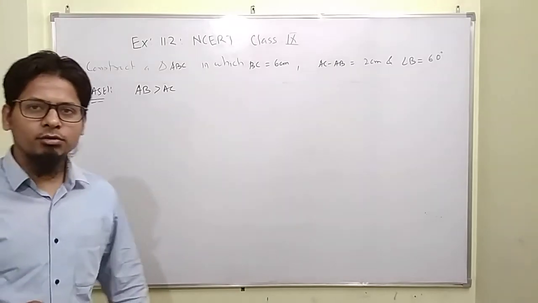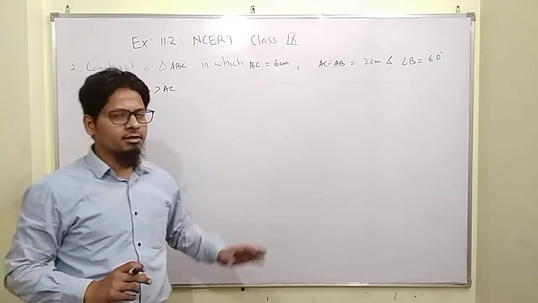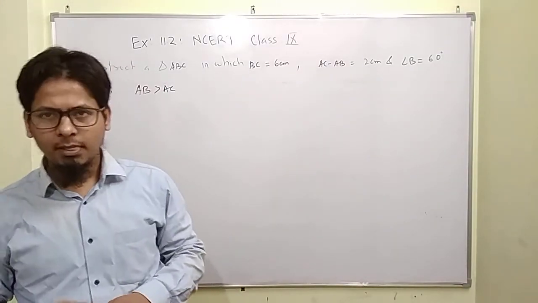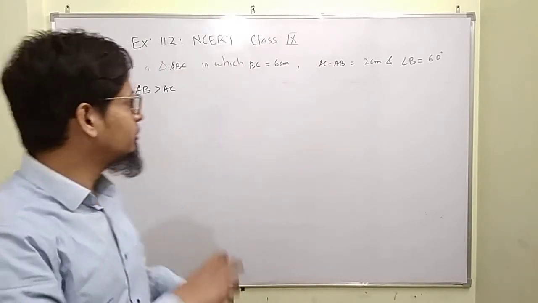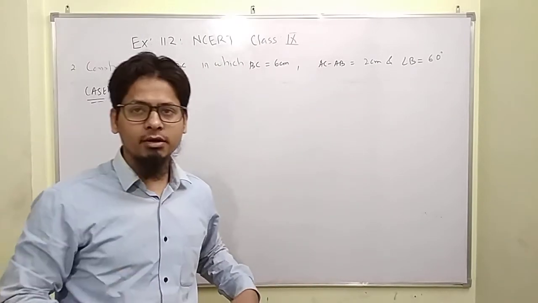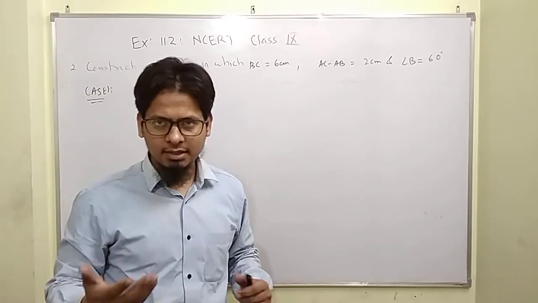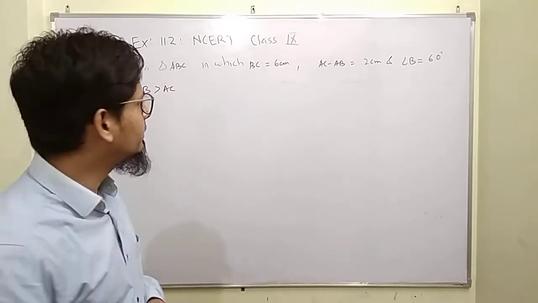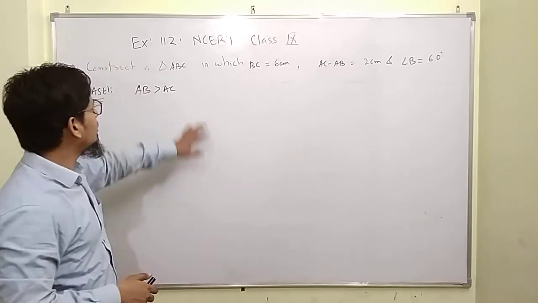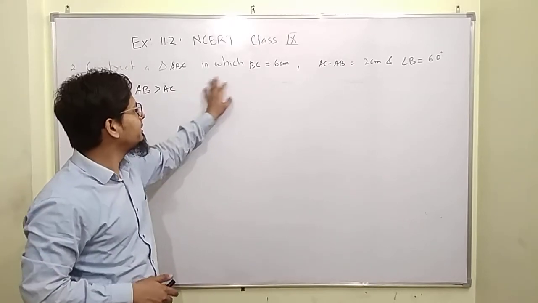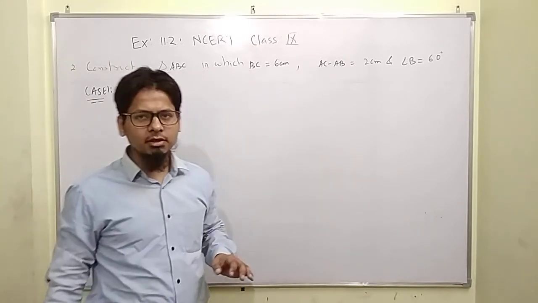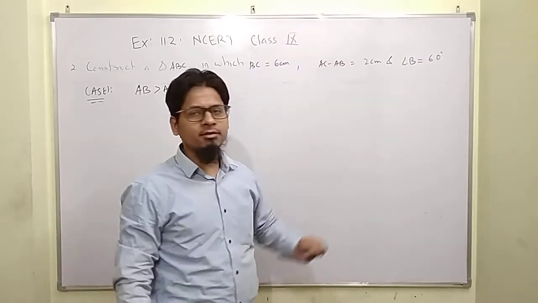Now, students, this is the second case. This question is written here, and in your book it is given with the vertices A, P, Q, R, but to avoid confusion I have taken the vertices as ABC. There is no difference between them. Here we have to draw a triangle ABC in which the base is 6 centimeter and the base angle is 60 degrees.